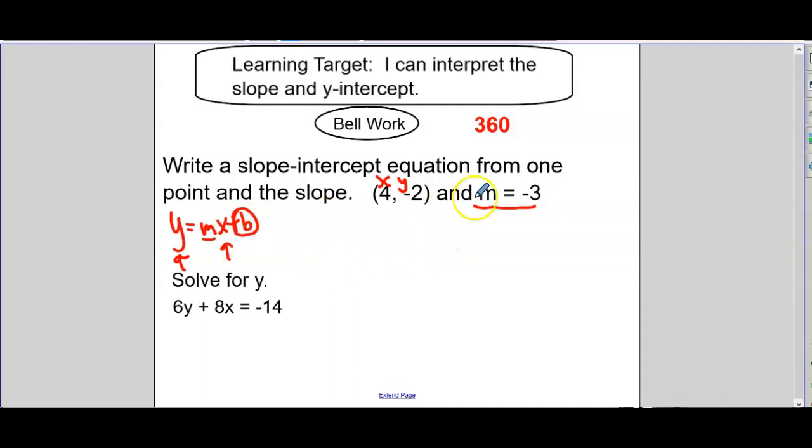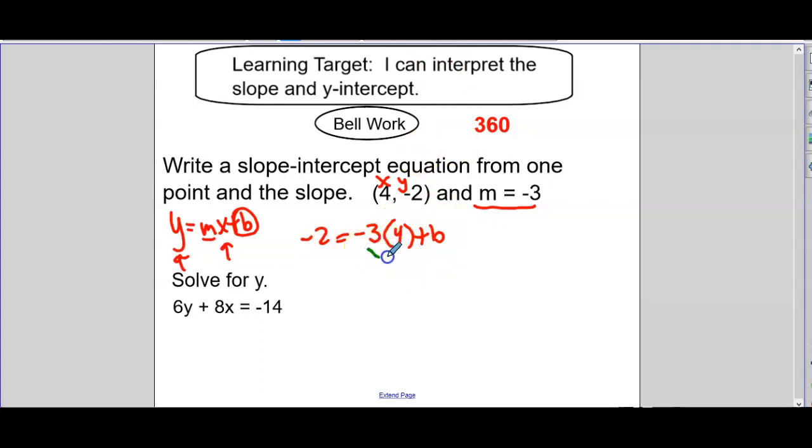So if I plug in everything I know, my y value is -2, so I'm going to say -2 is equal to, right, that's my y value, slope -3 times my x value, which is 4 in this case, and then all of that is going to be plus my y-intercept. So I'm actually solving again for the y-intercept step. That's what I'm solving for.